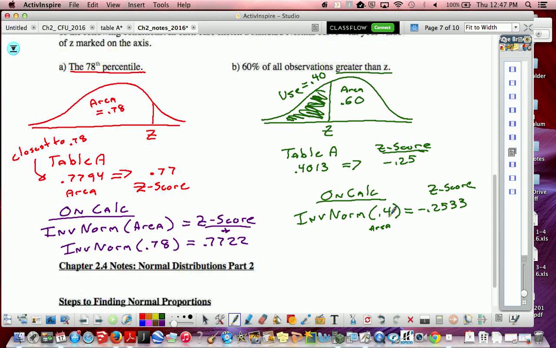This is not a percent, this is the z-score. This is telling me how many standard deviations a score that is at the 40th percentile is away from the mean. So it's basically telling you that you're to the left, 0.25 standard deviations to the left if you're at the 40th percentile. Yep. All right, any other questions? Yes?